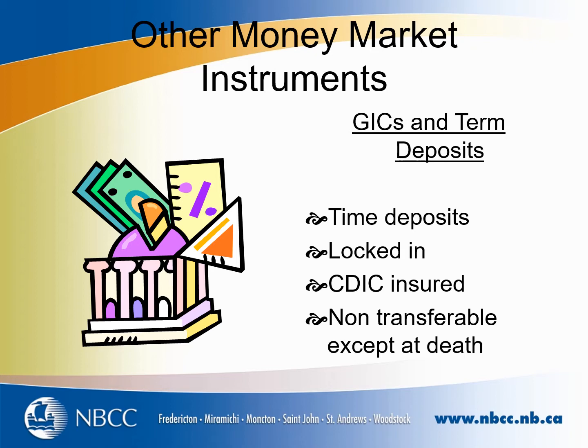This means that they are insured by the Canada Deposit Insurance Corporation. CDIC insures deposits against the risk of the insolvency or bankruptcy of the financial institution where that instrument has been purchased. The maximum amount of coverage on CDIC insurance is $100,000 per person per institution.